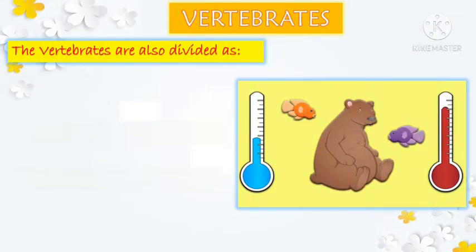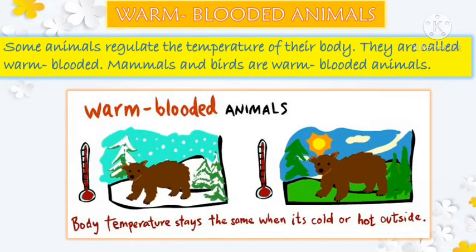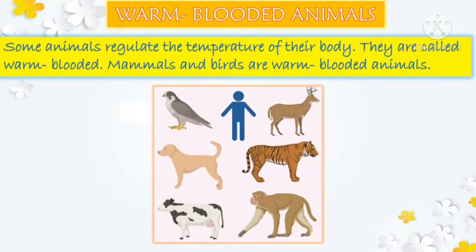Children, the vertebrates are also divided into warm-blooded and cold-blooded animals. Some animals regulate the temperature of their body, which means that the body temperature remains the same whether it is hot or cold outside. And these animals are called warm-blooded animals. Mammals and birds are warm-blooded animals.